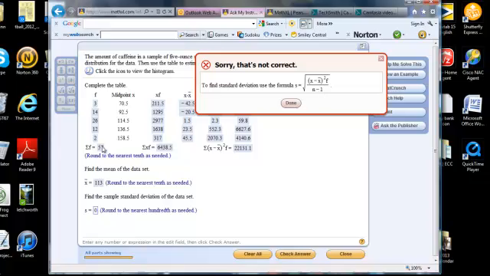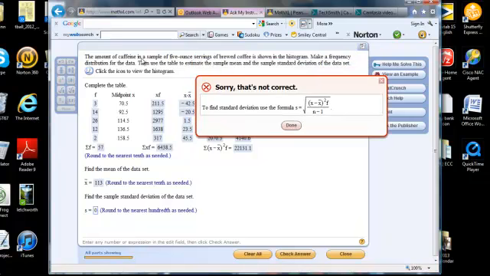So our n is 57. So it's going to be 57 minus 1. So we're going to be dividing by 56. The reason we are dividing by 56 and not 57 is because this is about a sample of 5-ounce servings. If this was a population, we would divide by 57. But it is a sample, so we are dividing by 56. And then I'm going to take the square root of that number, and I'll have my final answer.